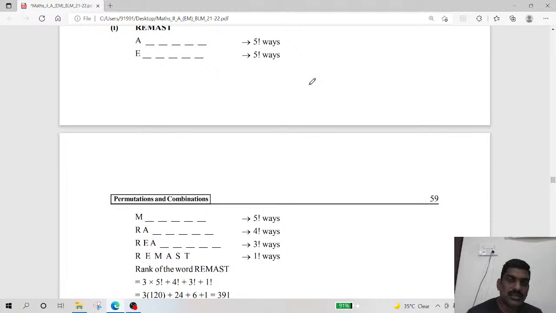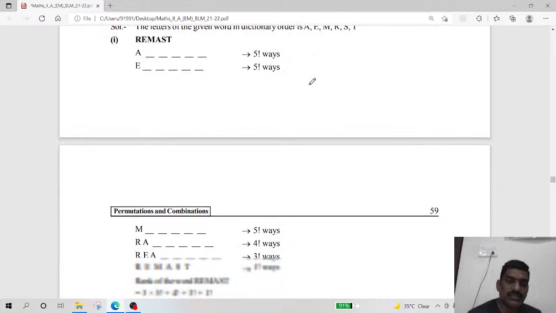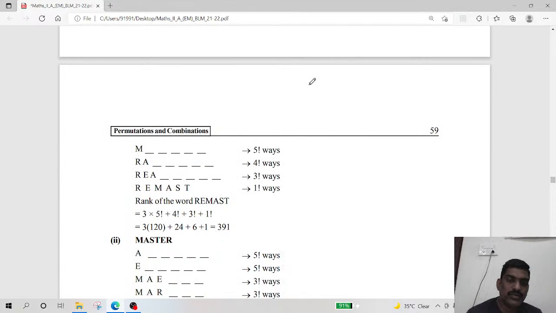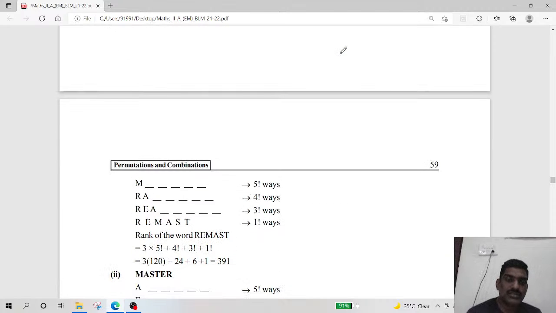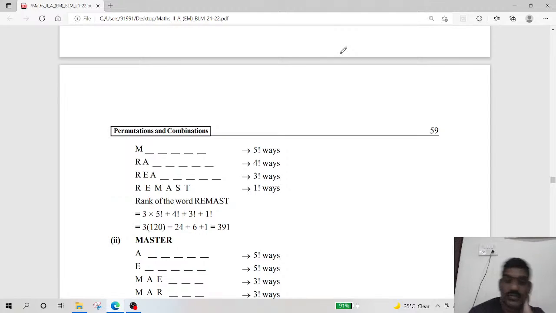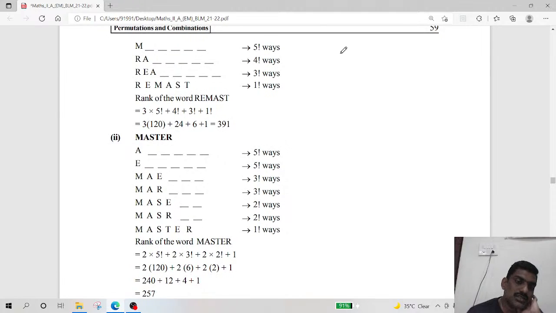And next E is required. So E written and again move back. A is not required, then 3 factorial ways. Okay, and E already finished. Then M is required. M written, again moving back. A is required. A written. R is not required for us. R already completed. Then S is required. Then T is required. So in 1 factorial way. All could be added. Second one is master. Master also in the same way, sir.